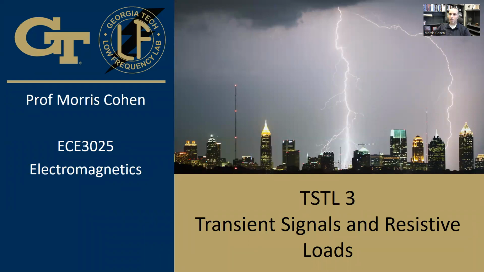Okay, hello. This is our third video, our third lecture in the series Transient Signals on Transmission Lines. In this lecture, we'll be building up the details of how voltages and currents go from one end of a transmission line to the other. And in particular, we'll be discussing transmission lines that end with resistors or resistive loads on the other end.